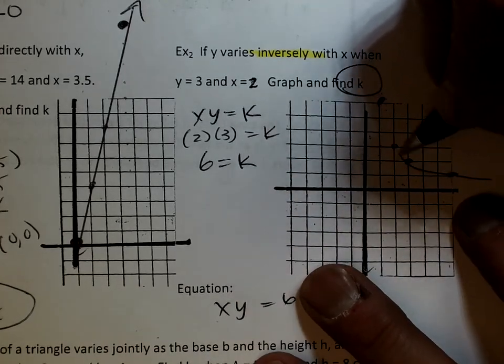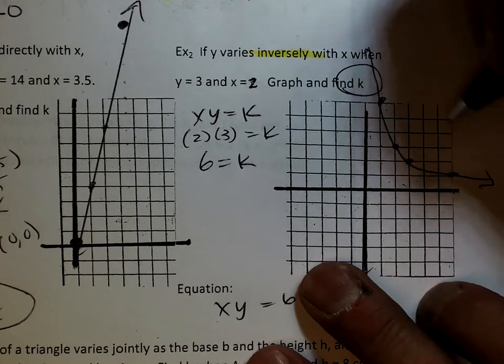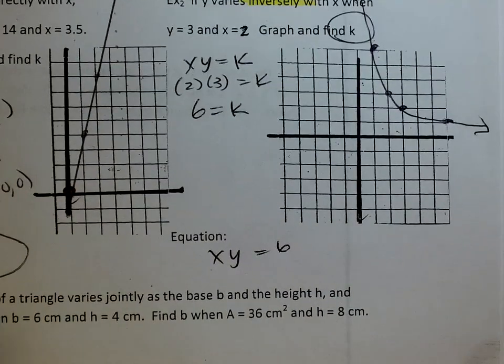x cannot equal 0. We know that. I know, I do that often. I'm sorry. Okay? Right? Now, we also know a negative times a negative makes a positive also, right?